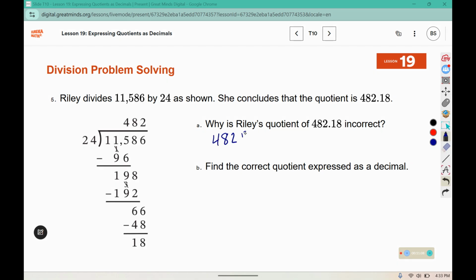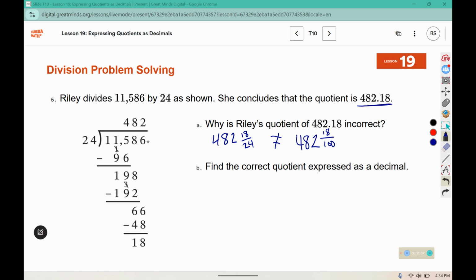Well, this would be 482 and 18/24, which is not equivalent to 482 and 18/100, which is what we have here. 18/100 can be written as 0.18, but 18/24 cannot be rewritten as 0.18. Then it says find the correct quotient expressed as a decimal.